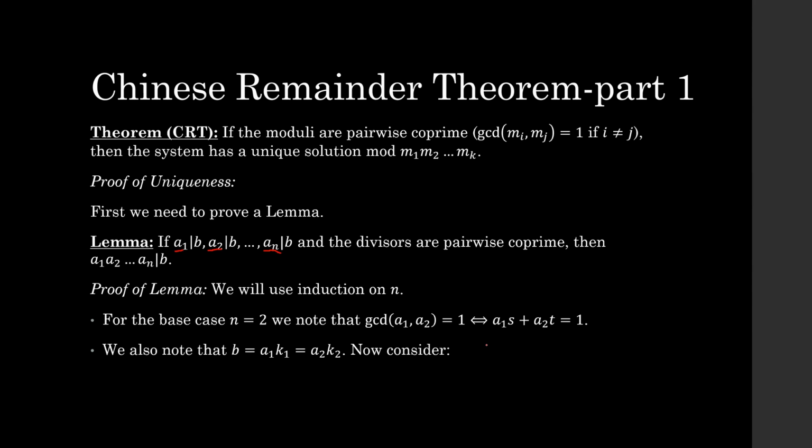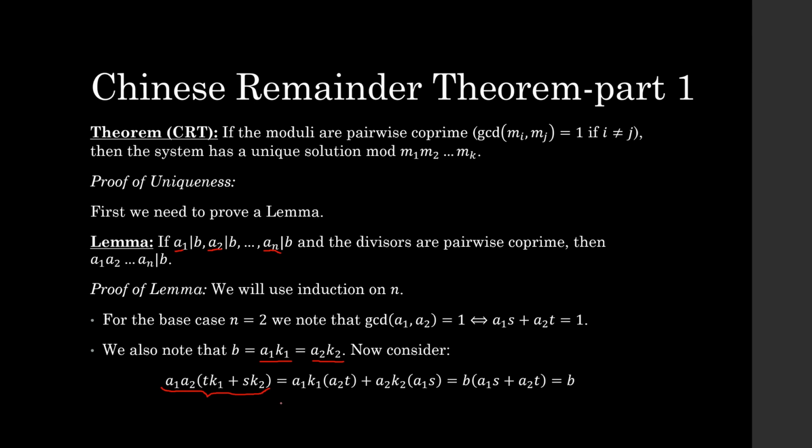Now we're also going to note that b is equal to a1 times k1, because a1 divides b, right? So there's some integer that I can multiply a1 by to get b. And similarly, there's some other integer I can multiply a2 by to get b, because a2 divides b. So now let's consider this big number here. So let's look at this first, okay?